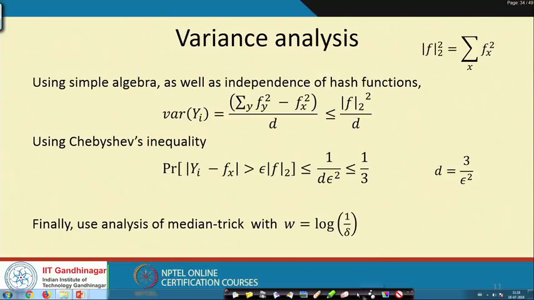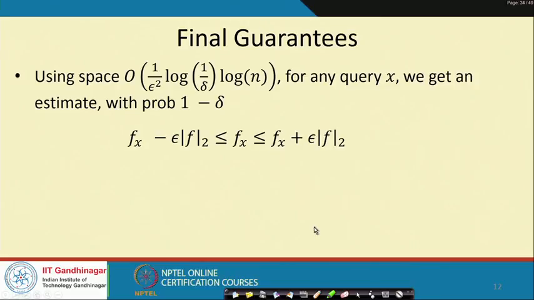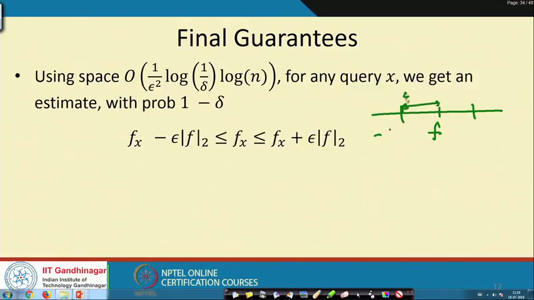the probability that the median does not lie within f_x plus or minus epsilon times the f 2 norm, the probability that the median does not lie in this interval, is less than delta. Which means that with probability 1 minus delta, for any fixed query x, we get an estimate that lies within f_x minus epsilon times the 2 norm of f and f_x plus epsilon times the 2 norm of f.